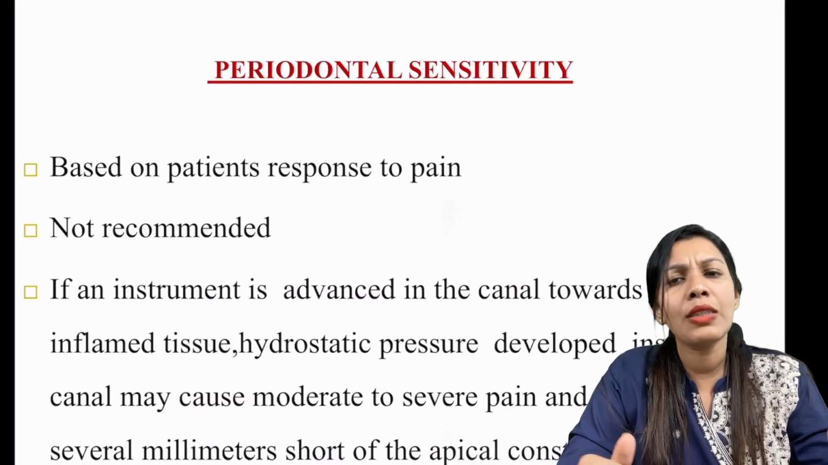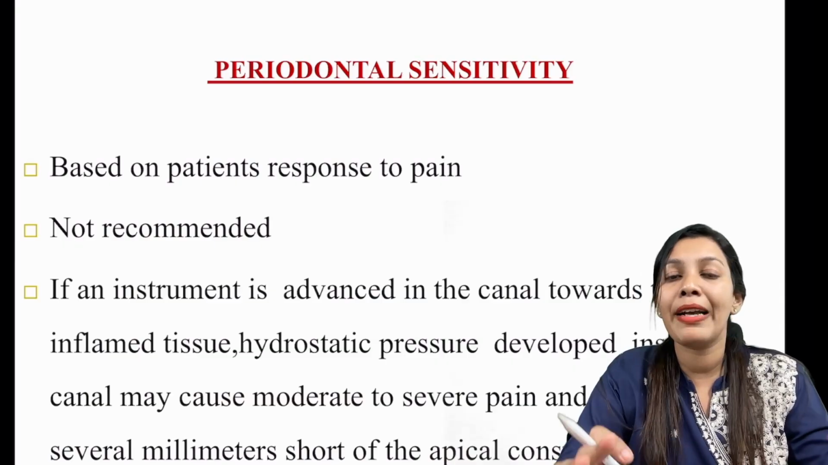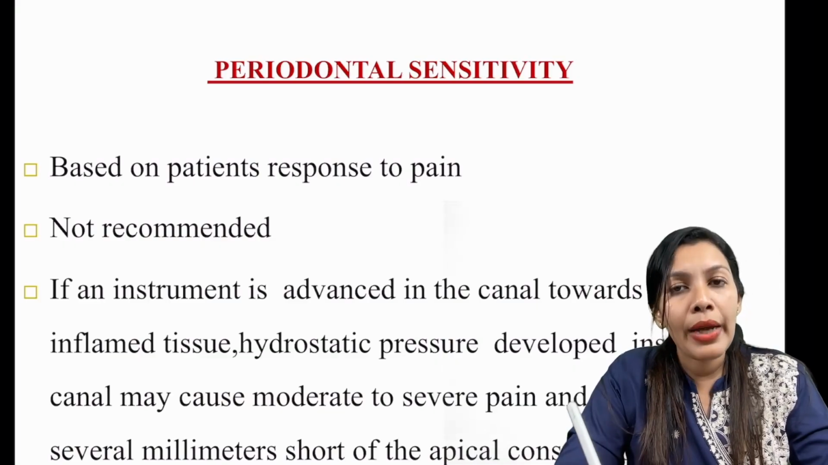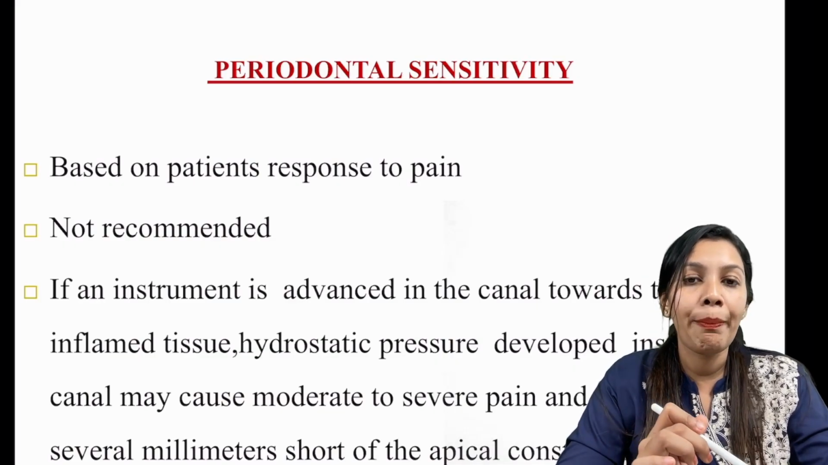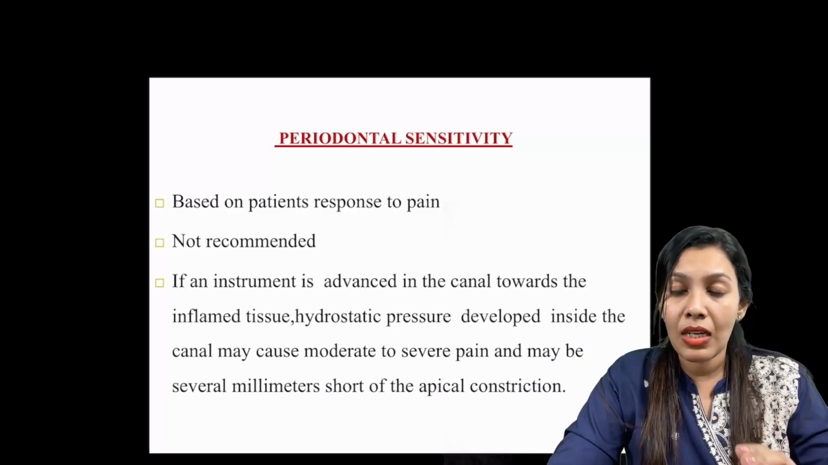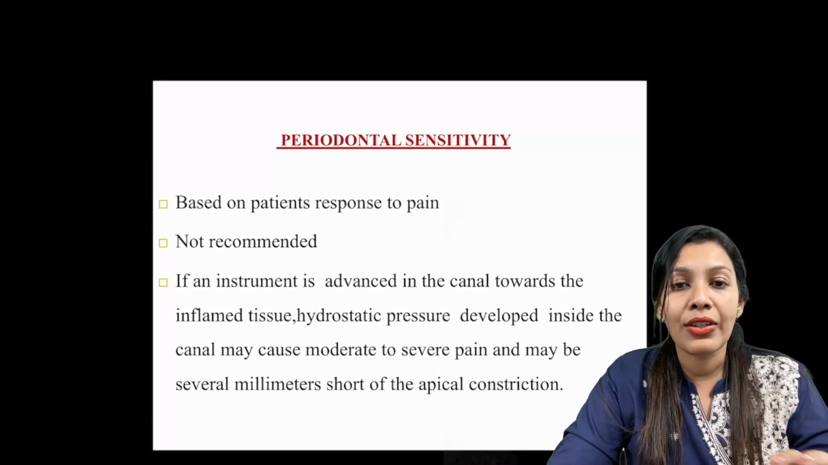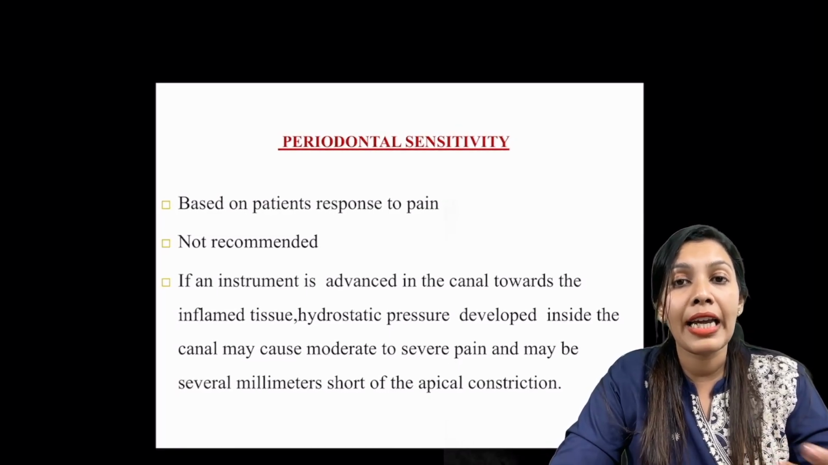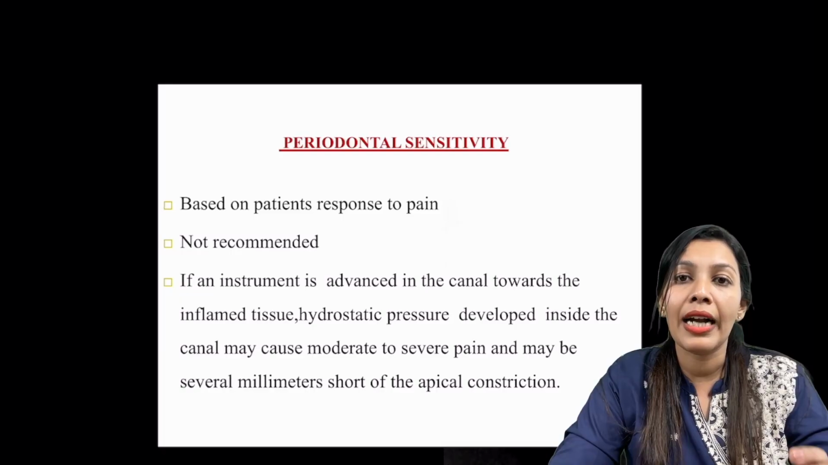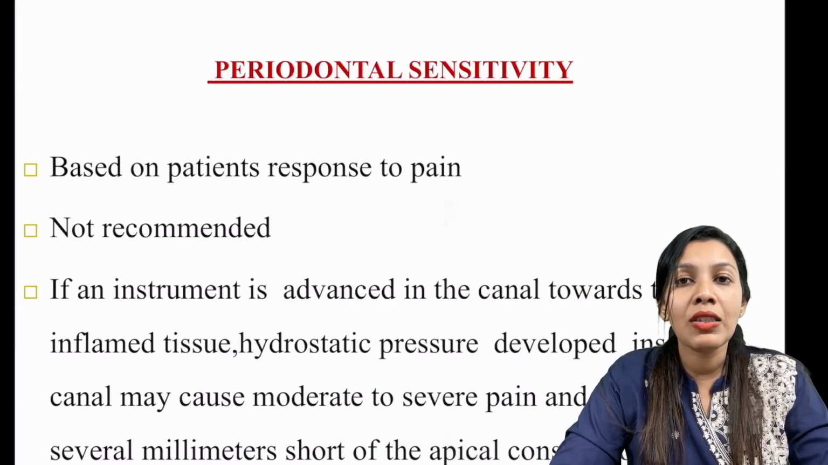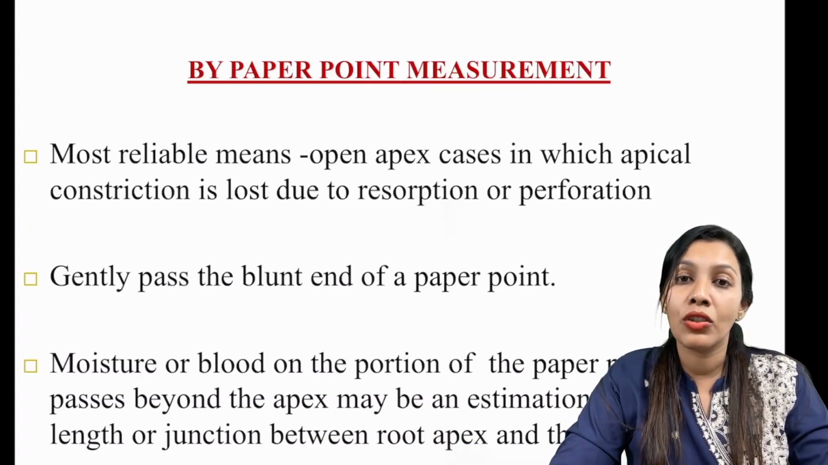Next, what is periodontal sensitivity? This is based on the patient's response. It is not related to a radiographic method. What we do is pass the instrument into the canal, and when it comes in contact with the apical constriction or a few millimeters from there, the patient will start eliciting pain and give a response. Based on that response, we conclude that that is the apical constriction, or the area where the obturation as well as the cleaning and shaping should be stopped.